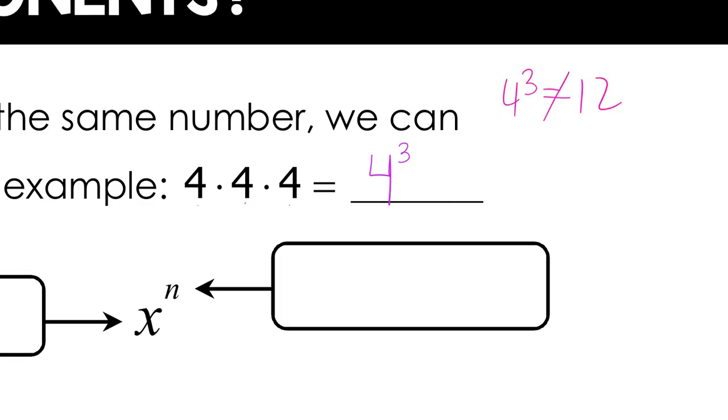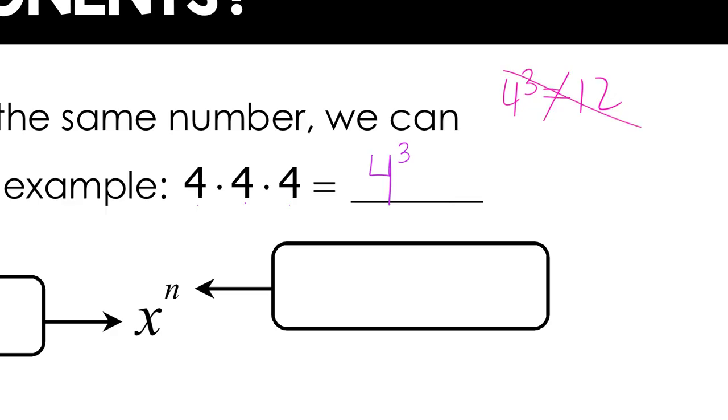It does not mean 4 times 3. It means 4 times 4 times 4. So that's going to be actually a pretty big number. 4 times 4 is 16, and then 16 times 4 is 64. So just be careful with exponents. I always have a few students that want to just multiply these together, and that's just not how that works.